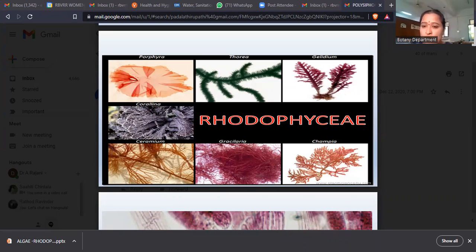Phycoerythrin is very dominant. That's where the reddish color of this class comes from. And coming to the next one, beta carotenes and alpha carotenes are also present. Another very important characteristic is the reserve food material. Starch is very common, but here it is floridean starch.